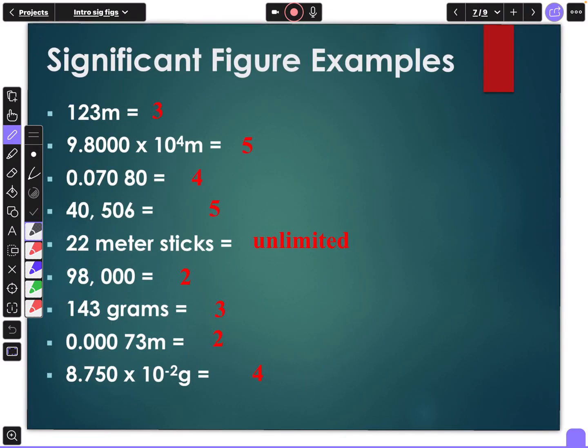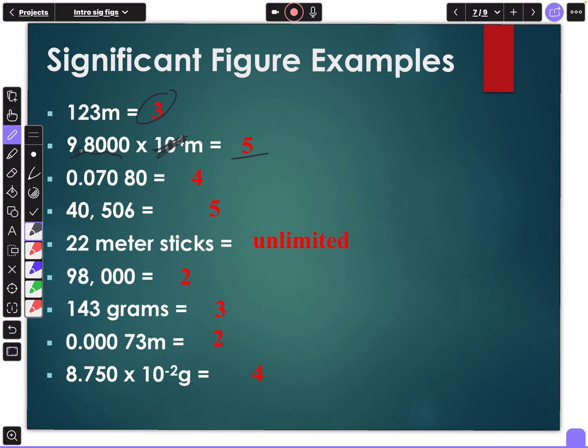So if we look at these examples, and the answers are already there for you, let's go over why these are the correct answers. If I look at 123, they're all non-zero numbers, so they'd all be significant. That's why there's 3 significant figures. Our next example, times 10 to the 4th. We just disregard that, don't look at that. I'll look at only this 9.8000. Remember, these zeros that come after numbers are not significant unless there's a decimal. Since there's a decimal there, those last 3 zeros would all count, so that would be a total of 5 significant figures.